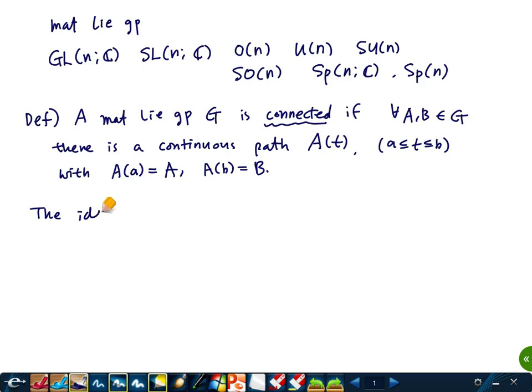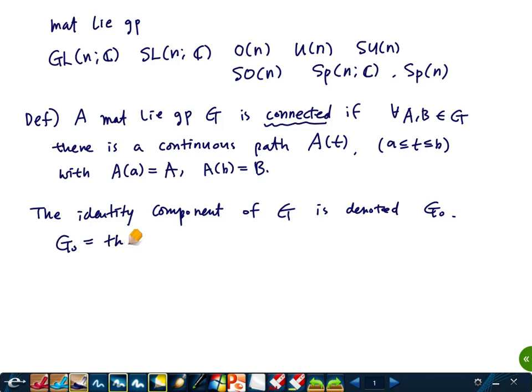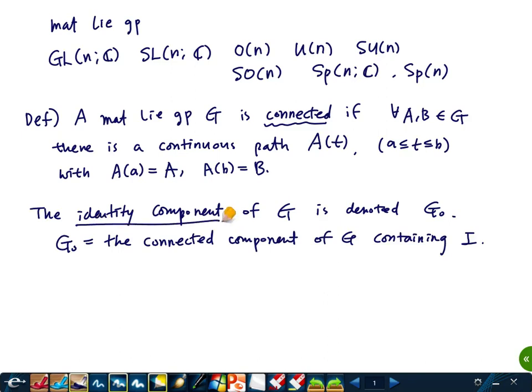And the identity component of G is denoted G sub 0, which means, in other words, G sub 0 is the connected component of G containing the identity element. Now we can talk about whether a subset is connected or not using this definition. Every matrix Lie group will be decomposed into connected components, and we just look at the connected component containing the identity element. That's called the identity component, and denoted by G sub 0.